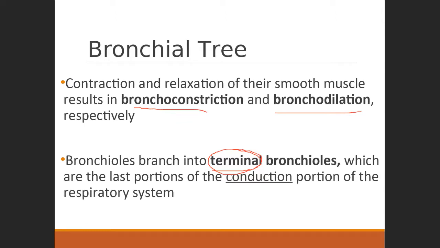Remember, we had divided up this respiratory system into a conductive and a respiratory portion. The conductive only moved air into and out of the lungs. The respiratory portion now started to get more involved with direct gas exchange. This is the end of the road for the conductive portion. As we continue through the respiratory tree, we move into our respiratory portion of it.